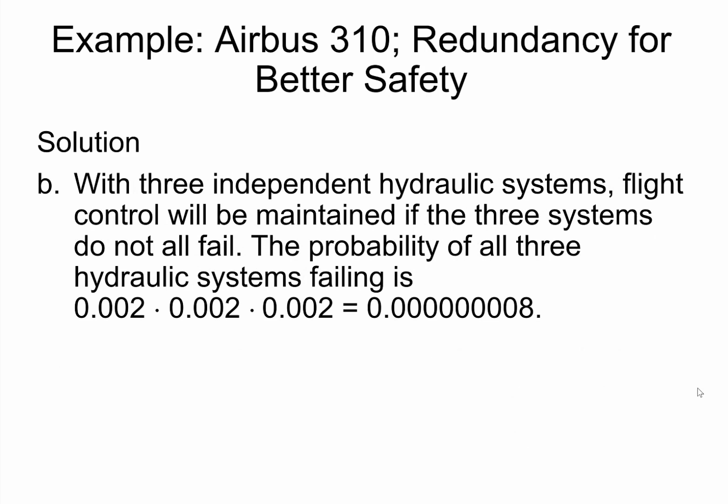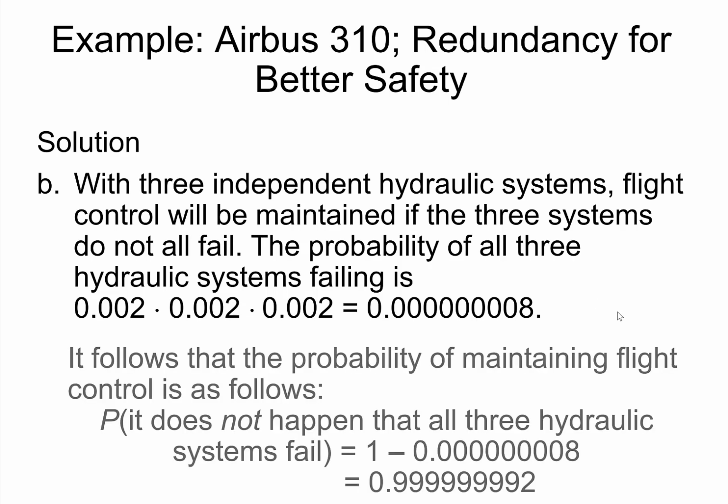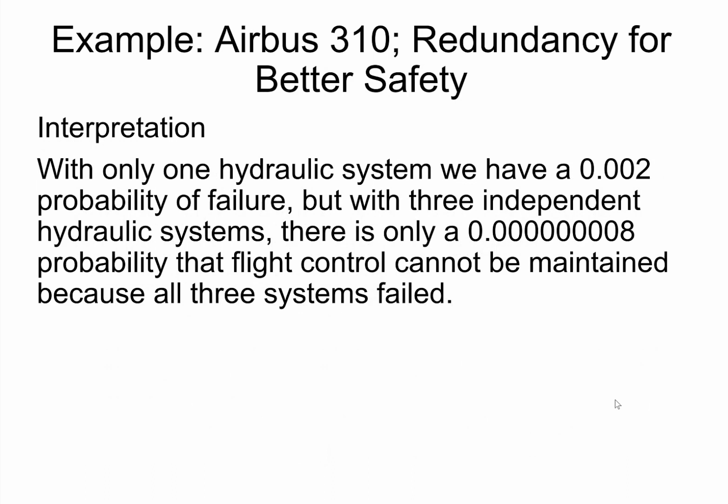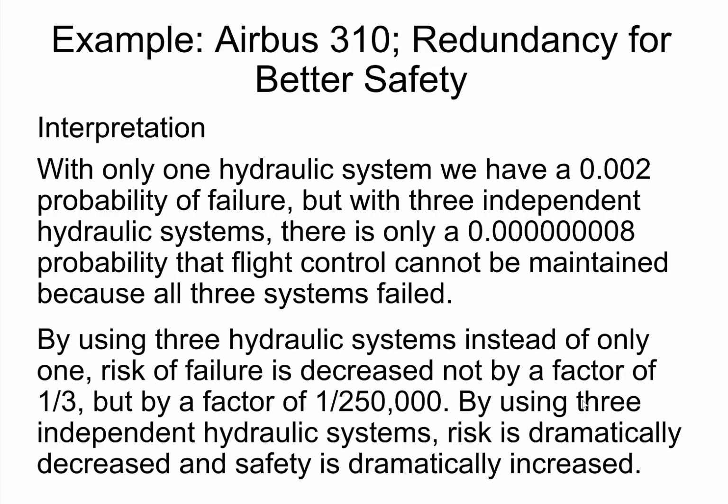Now we're going to make things better. We're going to have 3 systems. So the probability that all 3 fail, because they're independent, is 0.002 times 0.002 times 0.002, and it's a very, very small probability. It follows that the probability of maintaining control, the probability does not happen that all 3 fail, is 1 minus the probability that it does. And if we notice here, we have a very high probability that we will not have a failure when we have redundant systems, much higher probability than we had when we only had one system. So with only one system, we had a 0.002 probability of failure, but with 3 independent systems, very, very small probability. So much better to have the 3 hydraulic systems, and it's decreased not by a factor of 1/3, but by a factor of 1 over 250,000. So it's a much safer system that way.